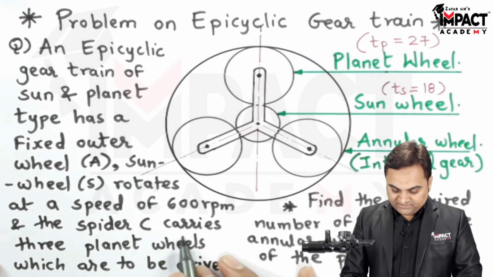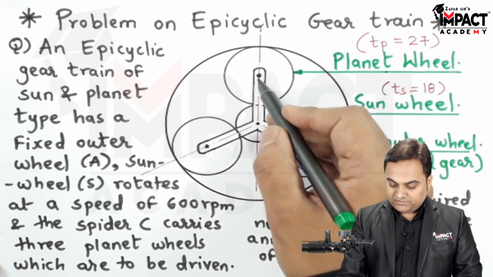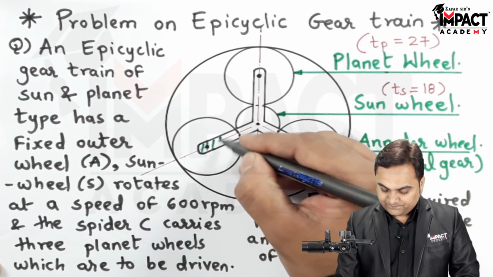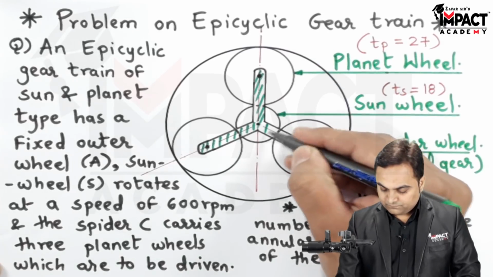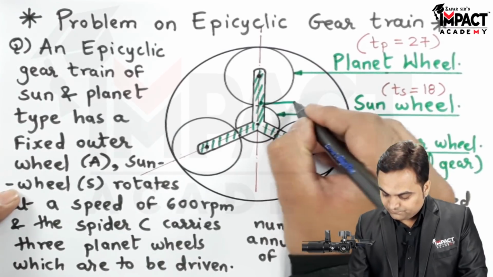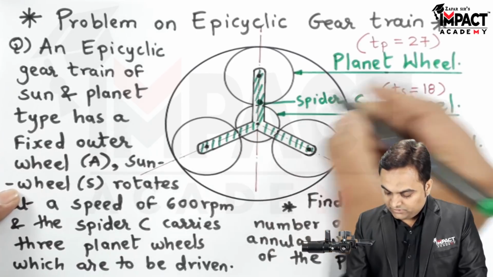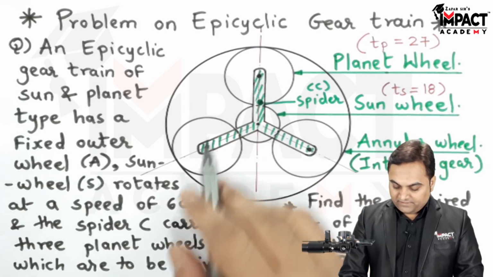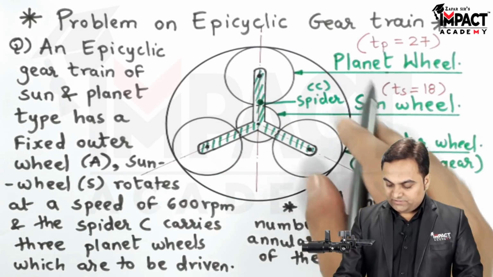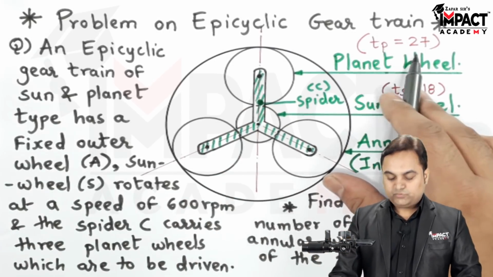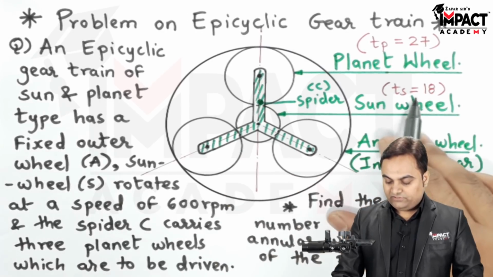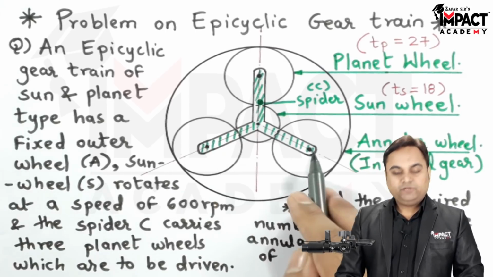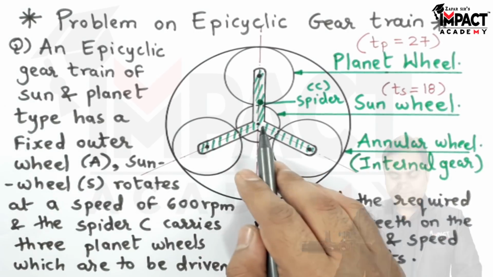Next, the spider C carries 3 planet wheels. Here this element which is there at the center, this is the spider. So here we have spider denoted by C, and it is carrying 3 planet wheels as shown here. These are the planet wheels having number of teeth as 27 and the sun wheel has number of teeth as 18. Then which are to be driven, it means the planet wheels would be driven by the sun gear.